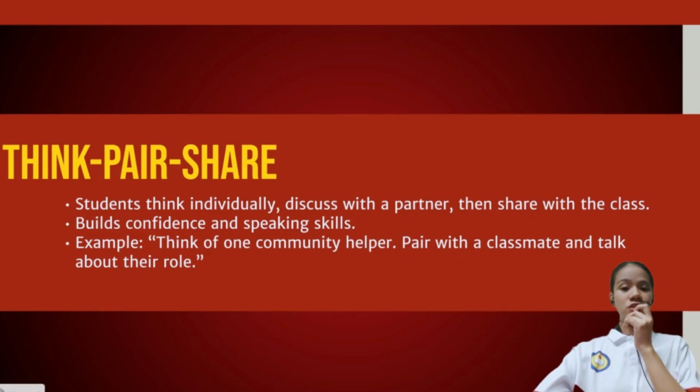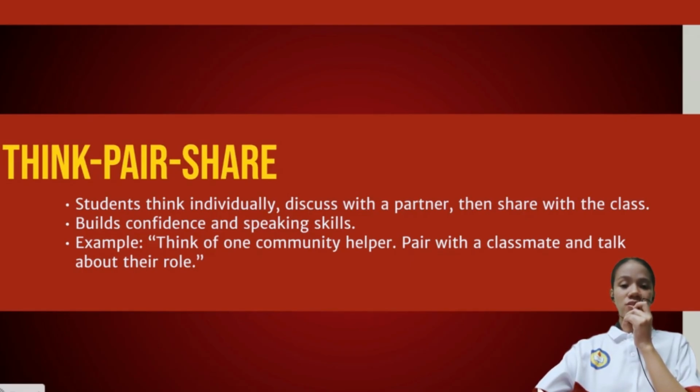During the think stage, students quietly reflect or write down ideas. In the pair stage, they team up with a classmate to exchange thoughts, compare answers, and clarify understanding. Finally, in the share stage, selected pairs or volunteers present their insights to the entire class, allowing the teacher to gather a wide range of perspectives and assess overall comprehension.